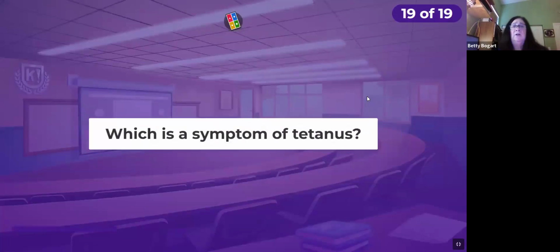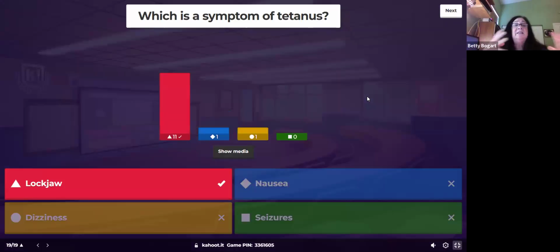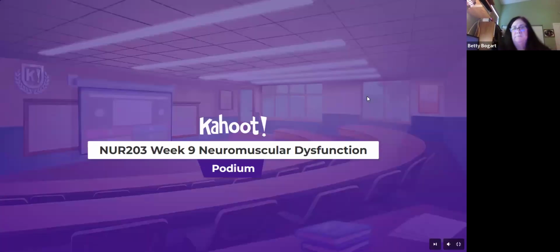And last question, which is a symptom of tetanus? So tetanus is all about lockjaw, where the masseter muscles all clamp down and occlude the airway so you can't breathe. That is tetanus, yes.